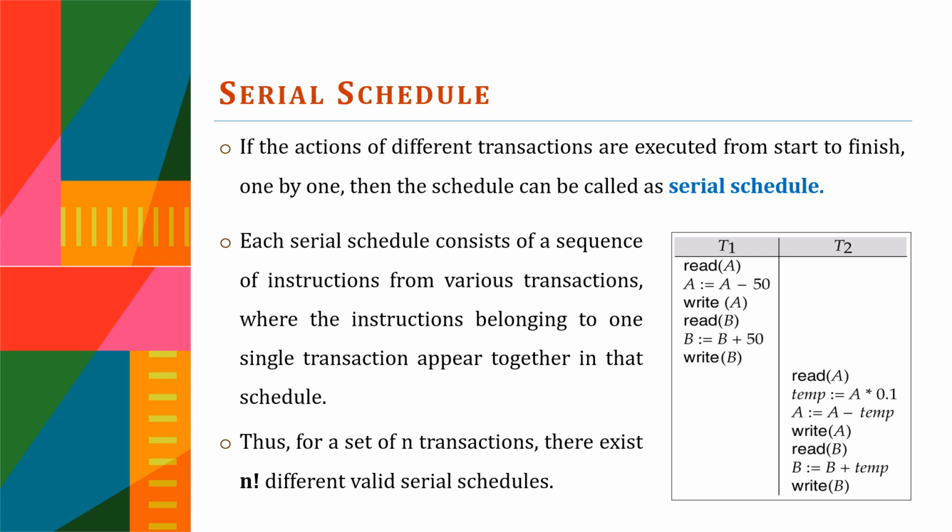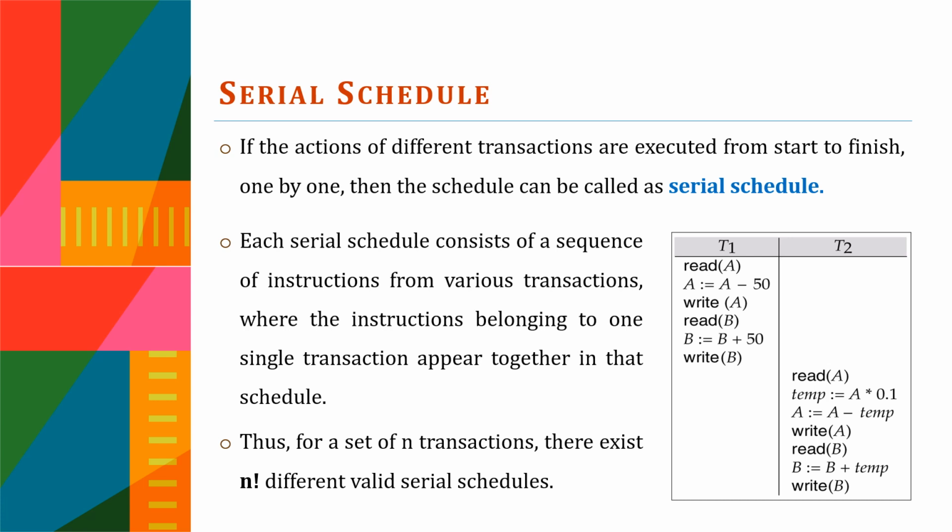If the actions of different transactions are executed from beginning to end one by one, that is in serial order, then the schedule is called a serial schedule. In a serial schedule, all the instructions belonging to one single transaction appear together. That is, each serial schedule consists of a sequence of instructions from various transactions where the instructions belonging to one single transaction appear together in that schedule.